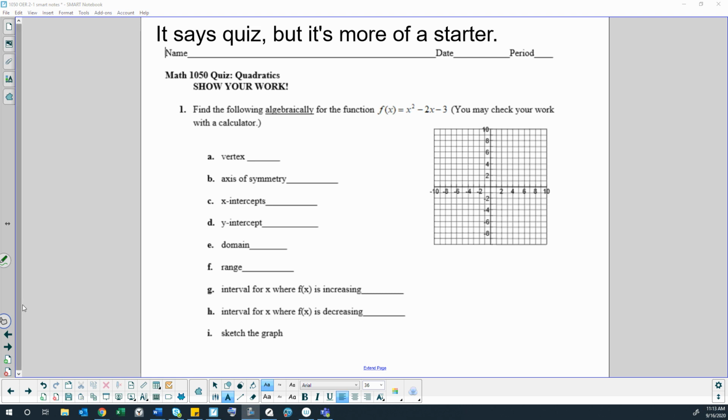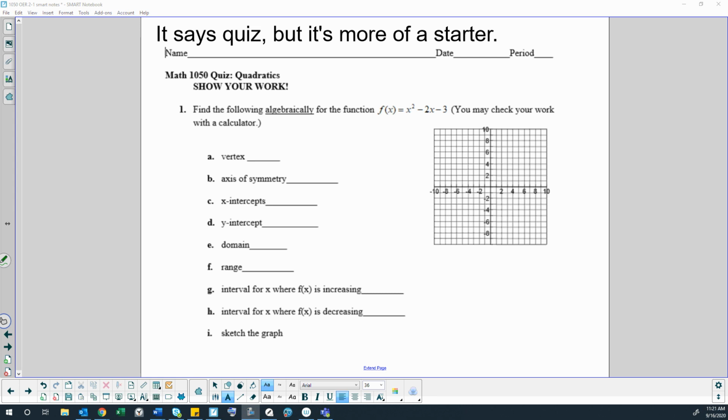All right, we're starting today with this little self-starter. It says quiz, but it's really a starter. Those of you here in class have the back of it, which you don't need to do yet because it's not something we've learned yet. So just work on the front and then we'll go through it together here in a few minutes.